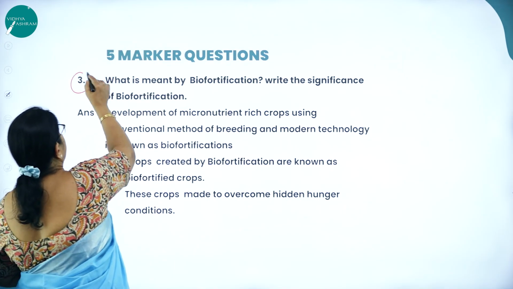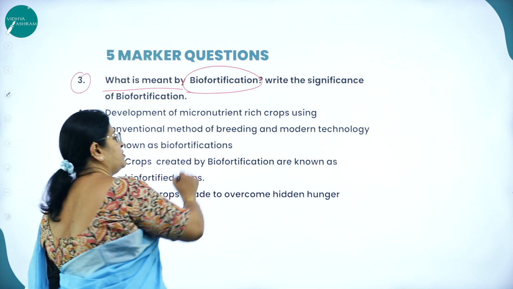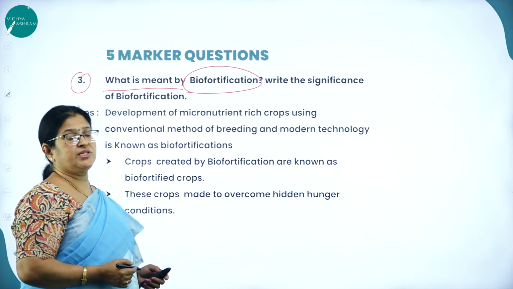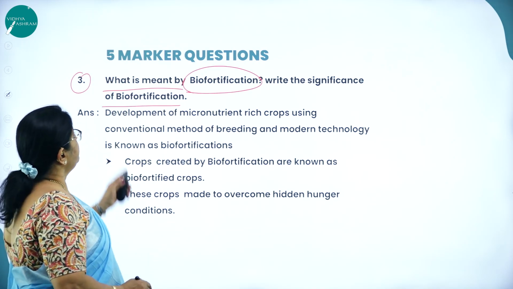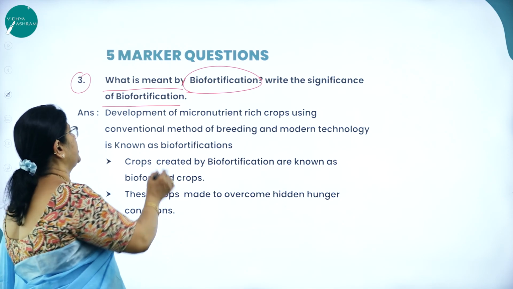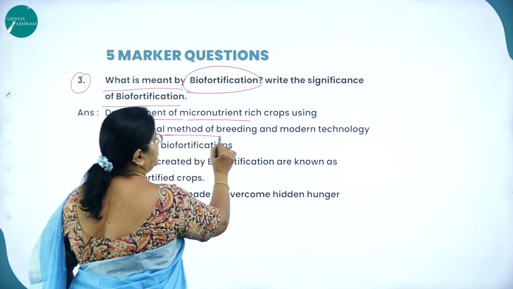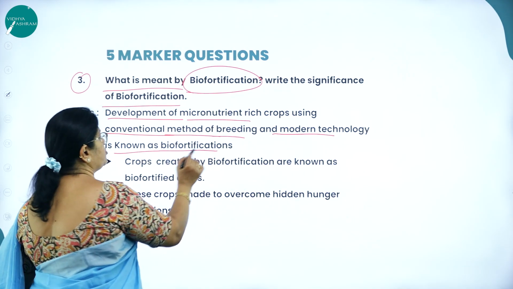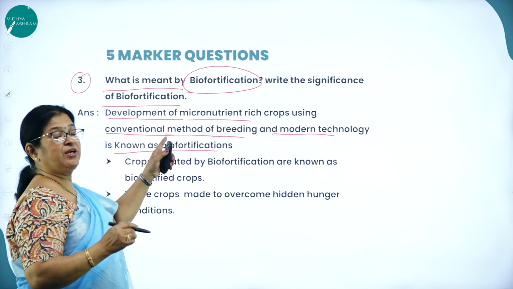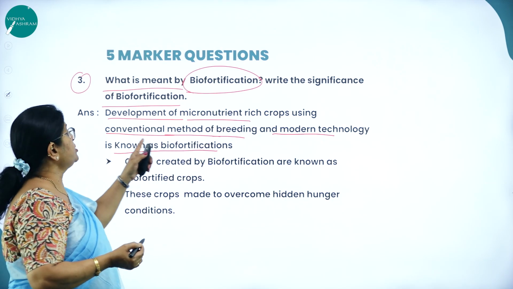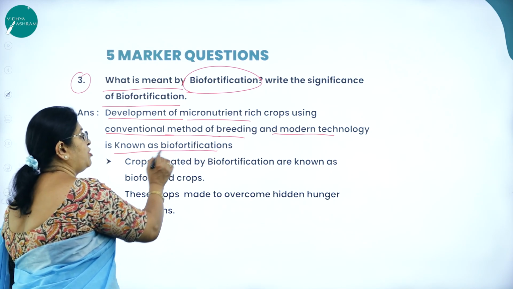Next, moving on to the next 5-marker question. What is meant by biofortification? A very important question which is commonly asked in the board examination. Write the significance of biofortification. First, what is meant by biofortification? Development of micronutrient-rich crops using both the conventional method of breeding as well as modern technology is known as biofortification.